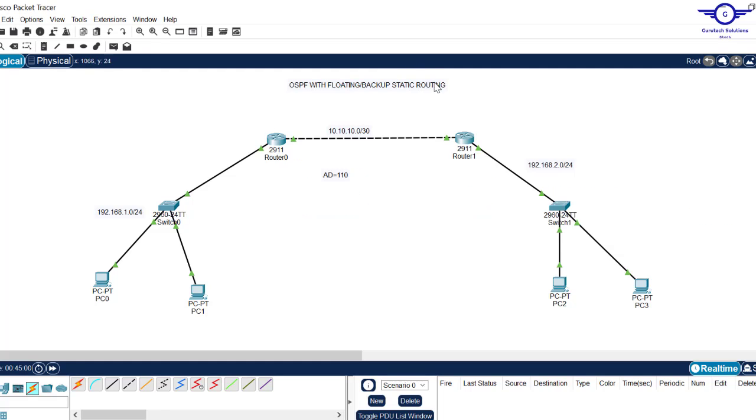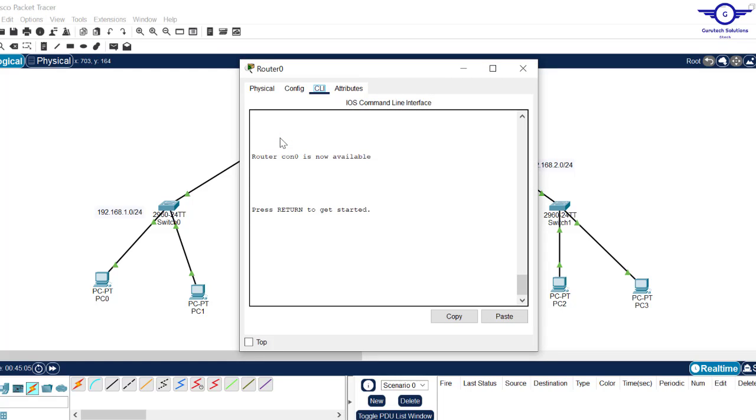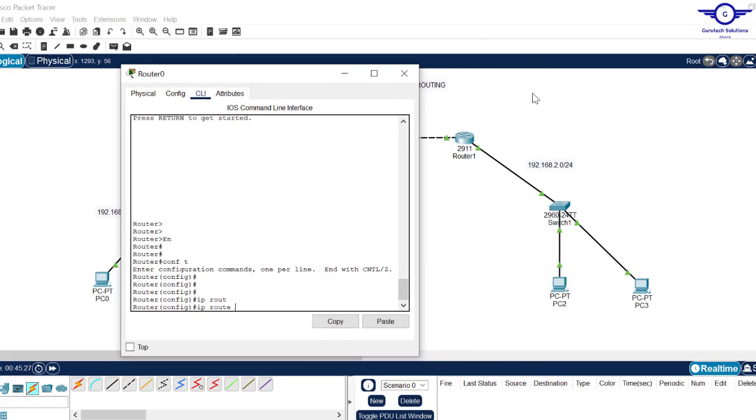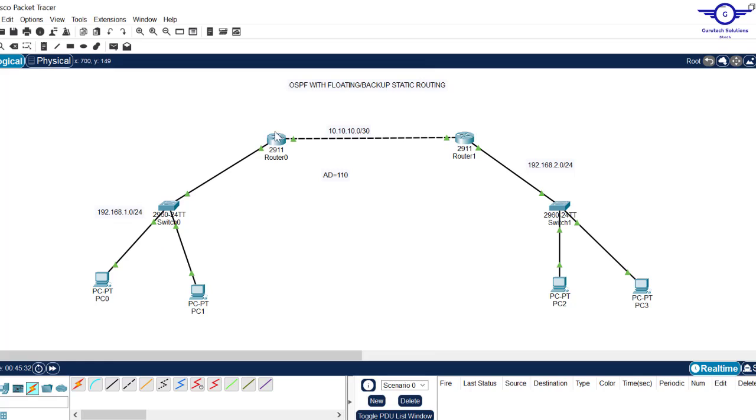So it's time to configure its backup. The backup will be a static route with a higher administrative distance than that of OSPF. So we just go this way: enable, config t. Then just say IP route. IP route, where do you want the packet to route? Which packets to which destination? This destination, we want to route to this destination.